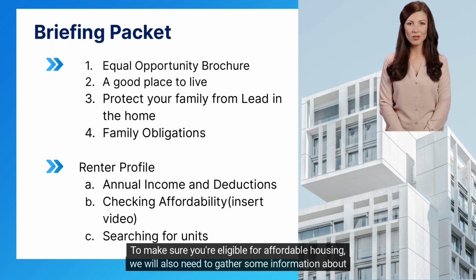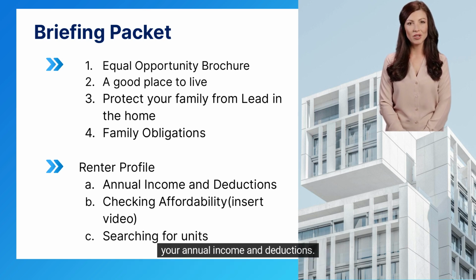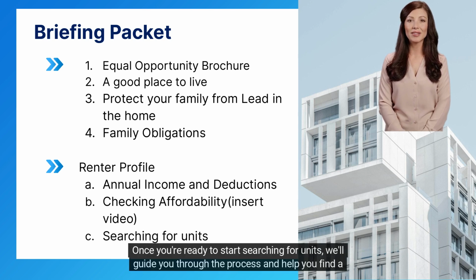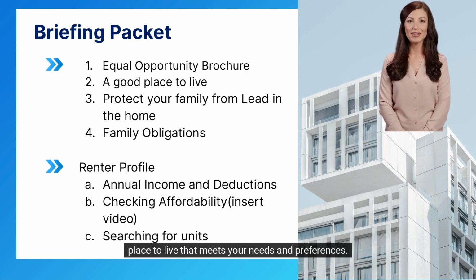To make sure you're eligible for affordable housing, we will also need to gather some information about your annual income and deductions. We'll work with you to check affordability and make sure you're matched with housing options that fit your budget. Once you're ready to start searching for units, we'll guide you through the process and help you find a place to live that meets your needs and preferences.